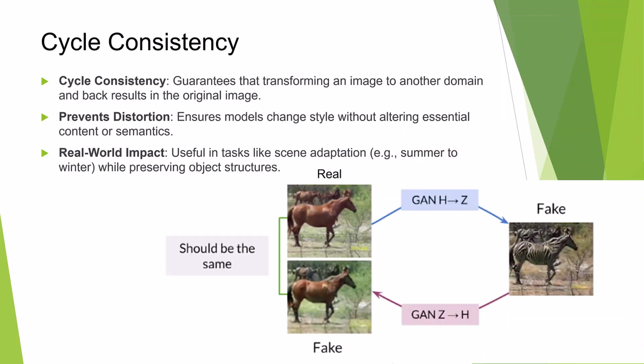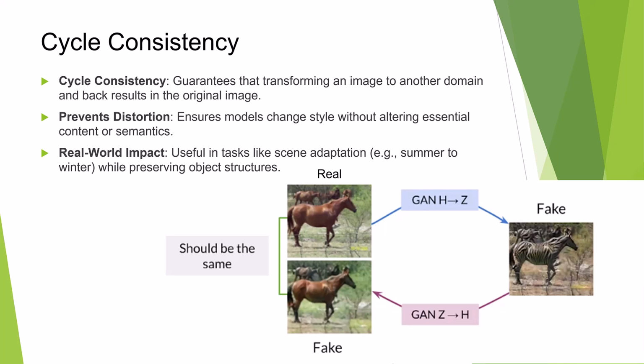So for that, I want to introduce cycle consistency, which is a fundamental concept used in pixel-level adaptation models like CyCADA. The core idea is both simple and yet powerful. If an image is transformed from one domain to another and then back again, the resulting image should be identical to the original. This round-trip transformation ensures that the model learns to change the style without altering the underlying content.